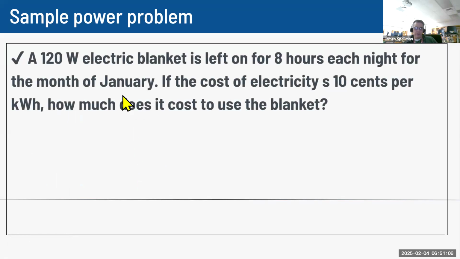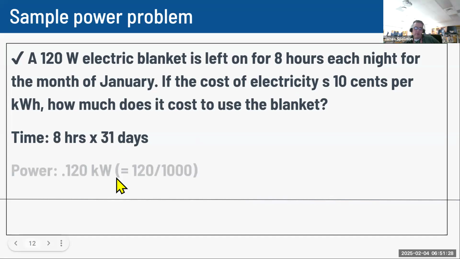All right, so I do think this is the last one. So again, 3 things. We need kilowatts, we need hours, and we need a rate. So in this one, it's a 120 watt blanket, but remember, we're going to have to change this to kilowatts. And this is also saying 8 hours for the entire month. So we have to figure out the total hours. So our time is going to be 8 hours times 31 days to give us the total number of hours.